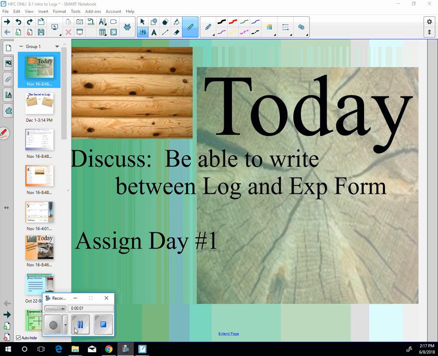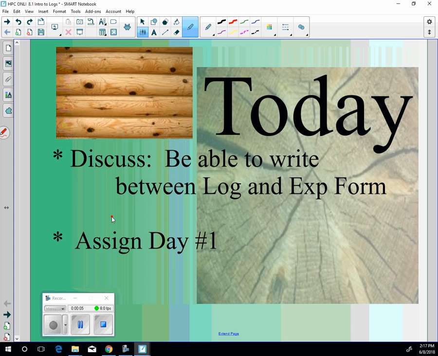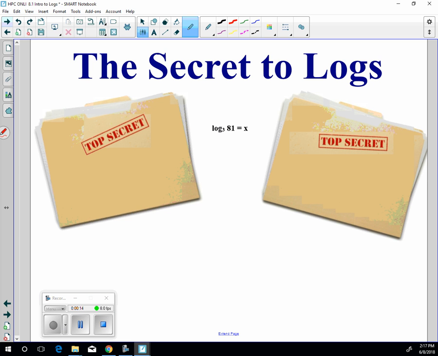In this chapter, we're going to look at logs and exponents. And this section will look at the secret to logs, and we'll look at the graphs of those. So the secret to logs is people have a love-hate relationship with logs. They either love it or they hate it.